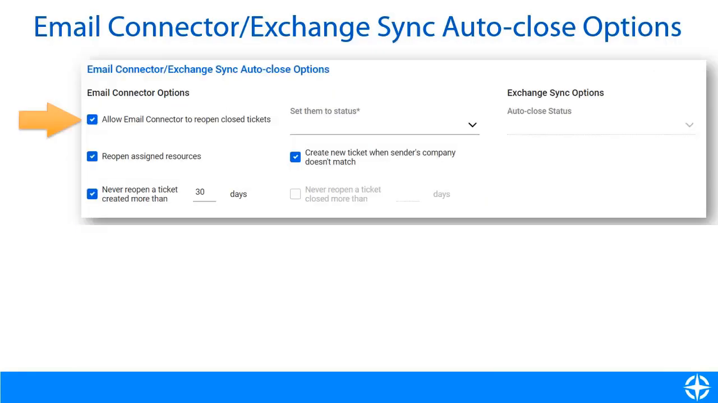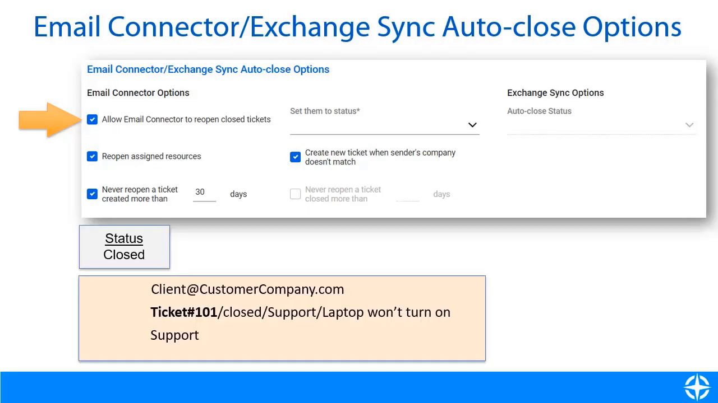This area allows you to determine if you want the email connector to reopen a closed ticket. For example, the ticket is moved to a closed status and sends the client an email notifying them. If your client replies to that email, do you want that reply to reopen the ticket? If you check to allow it, you can then choose to reopen assigned resources so the original members get added back to the ticket.